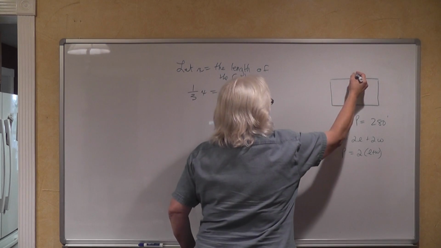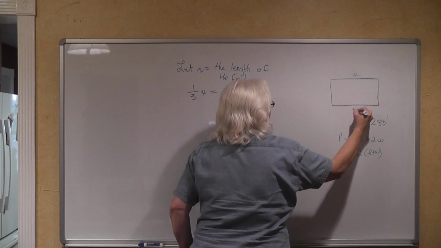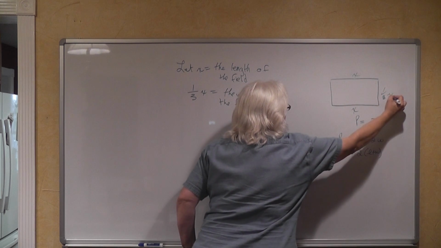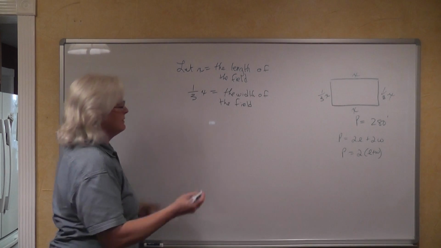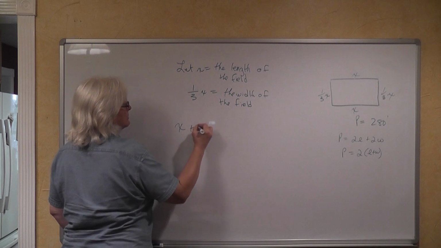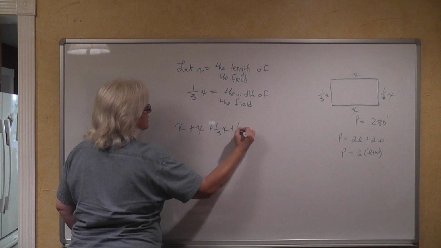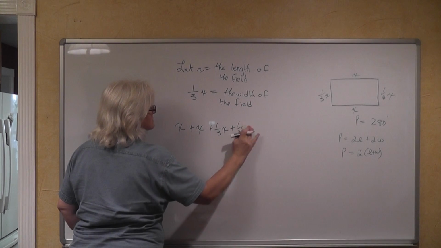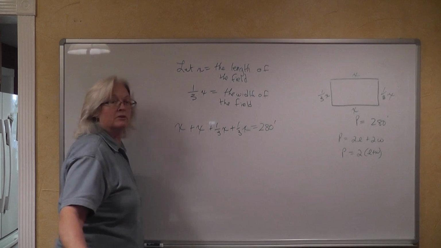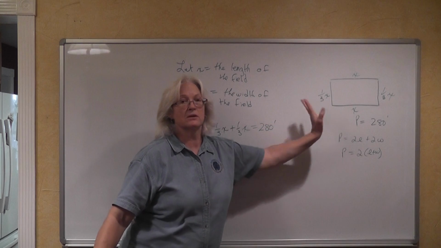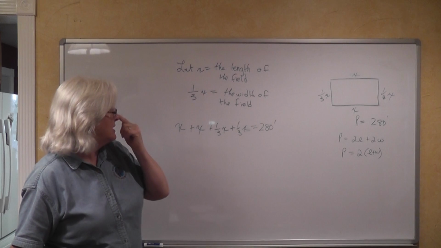So it's going to be, the length is, not w, the length is x, and the width of the field is 1/3 times x. And they just want you to say length plus width plus length plus width, as I write a w instead of an x, is equal to 280 feet. 2 lengths, 2 widths, put them all together, and you have a 280-foot perimeter.